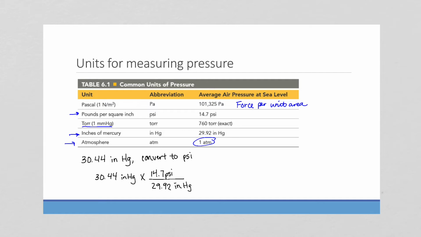And now you'll see that our inches of mercury units cancel. So we multiply 30.44 by 14.7 and then divide by 29.92. And we get 14.96. So we could either leave it as 14.96 or we could round it to 15.0 PSI.